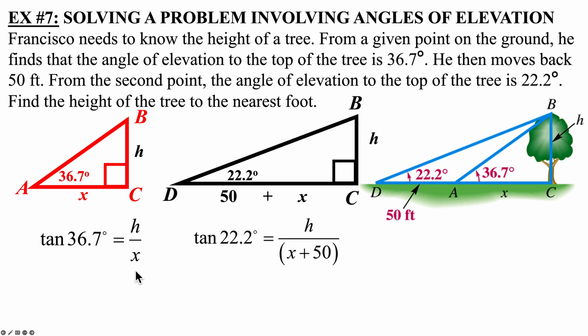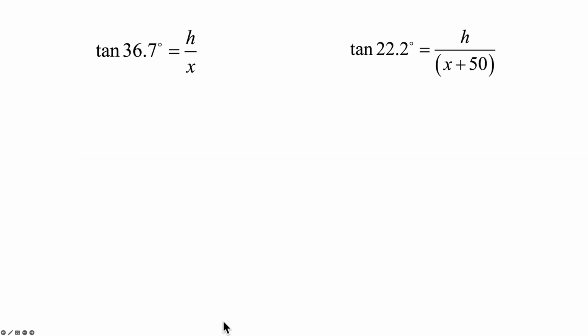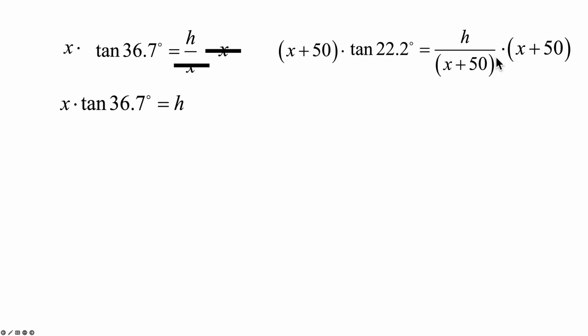So here's what we're going to do. I'm going to take x and multiply it to the other side. I'm going to take x plus 50 and multiply it to the other side. However, I'm going to do that on a new slide because I'm running out of room. This problem takes a lot of room. So there's my multiplication of x. There's my multiplication of x plus 50 to the other side.